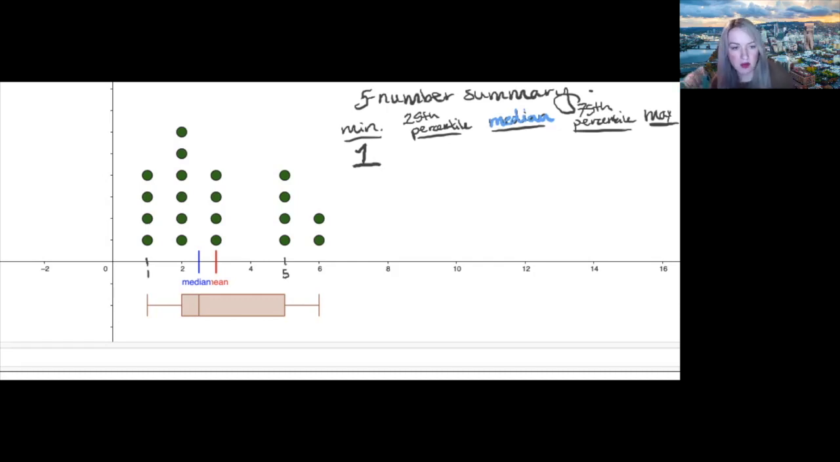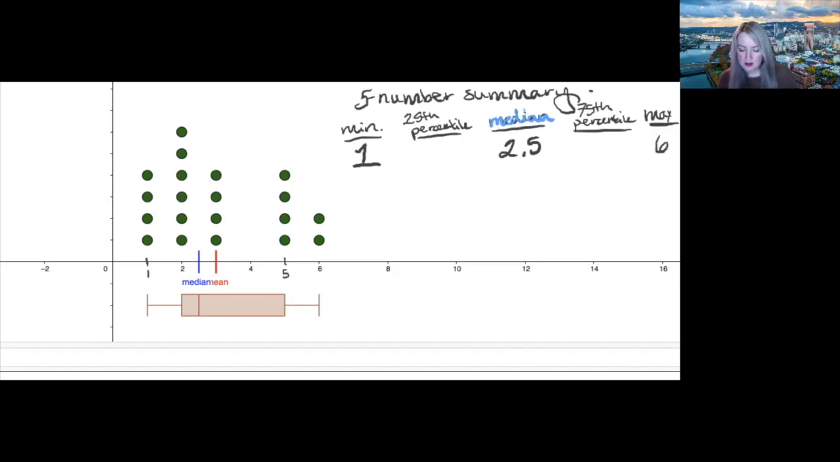It cuts the data right in half, as if we were to list out all the data, least to greatest, and see what is the exact middle data point, or the middle of the two middlemost data points if you have an even number of data points. Okay, so that looks like 2.5 here. The maximum value is the highest value that we have, and that's 6.